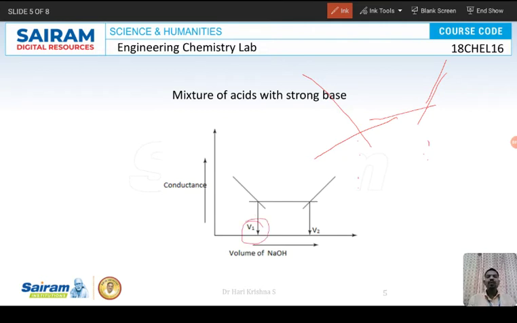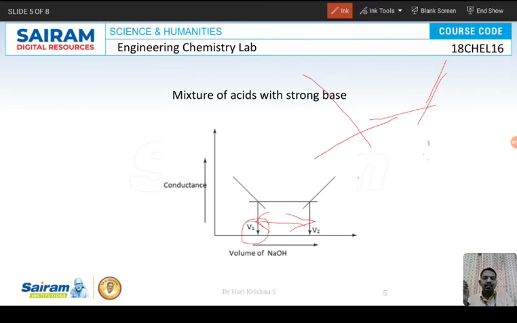V1 is the volume of NaOH required to neutralize HCl. V2 is the volume of NaOH required to neutralize total acids, both HCl and acetic acid. Whereas V2 minus V1 is the volume of NaOH required to neutralize only acetic acid.